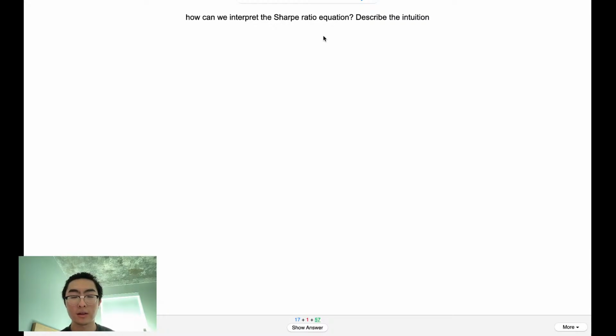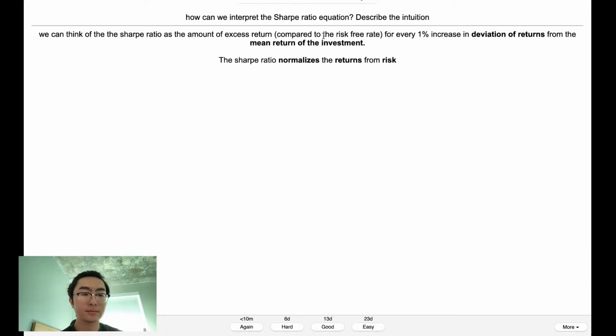So how much are you earning in excess of the risk-free rate while also considering how much risk you're taking on? For every 1% increase in standard deviation from the mean return of the investment, normalize the returns for risk.